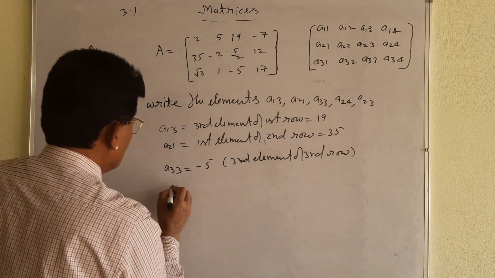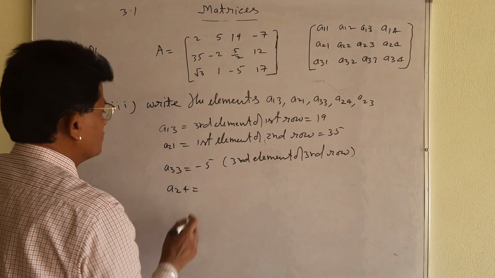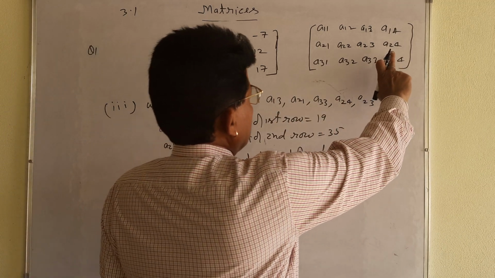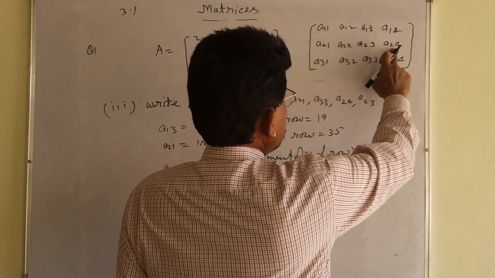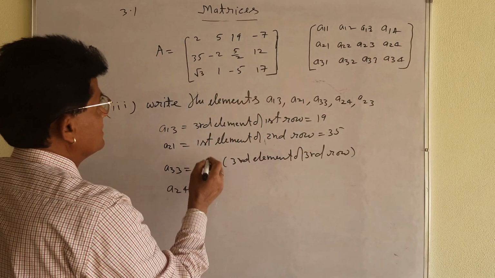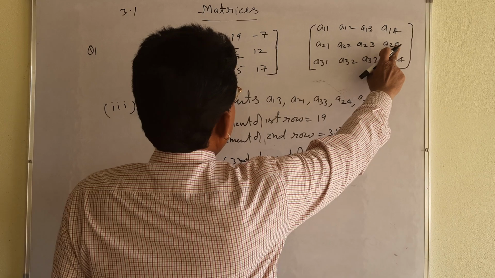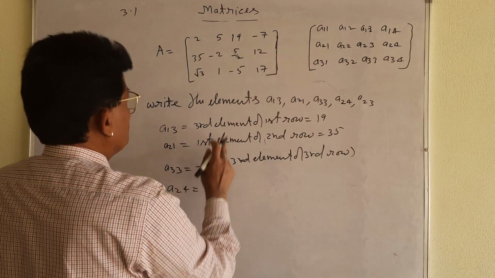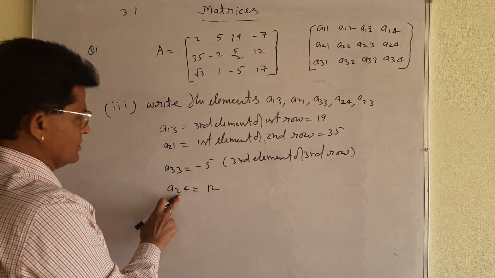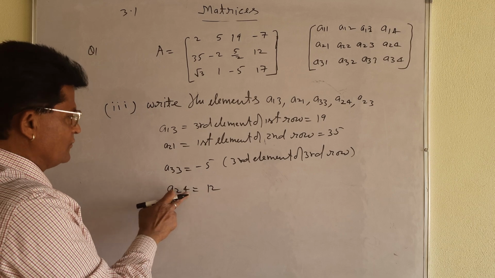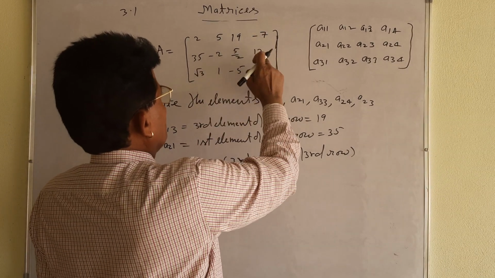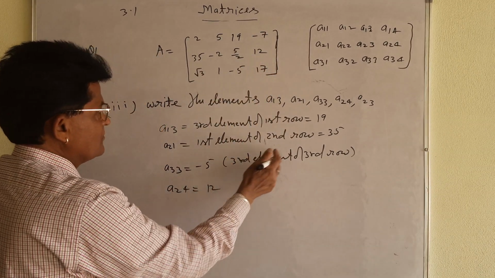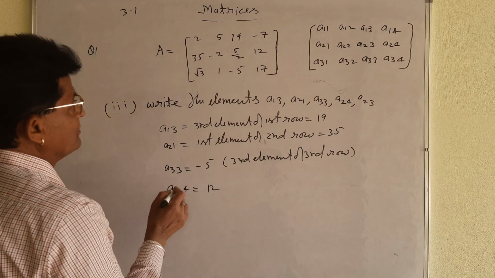Next is what? A24. You see A24, the fourth element of the second row. The fourth element is what? 12. Fourth element of the second row, fourth column. Second row, fourth column, 12. Okay? If you want to write in this way, you can write, that depends upon you.